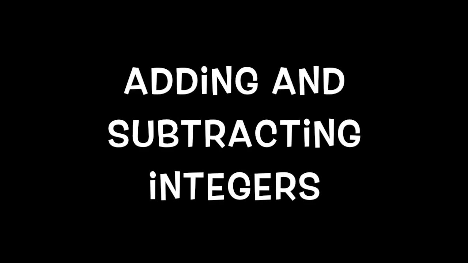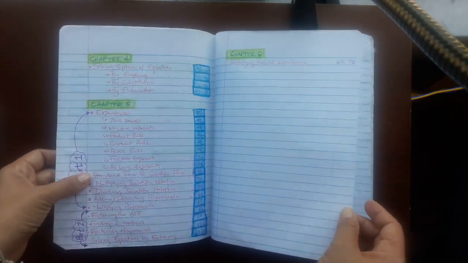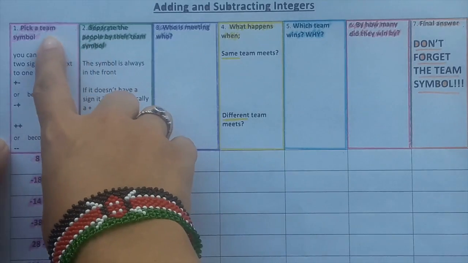We're going to take a look at adding and subtracting integers. What I want you to do is leave maybe 2 pages. 2 pages should be enough for a table of contents. Fill that out as we go. I'm not going to remind you, you just do it.